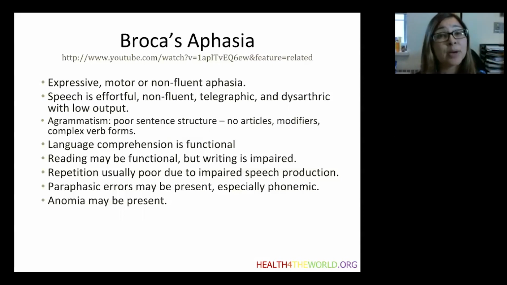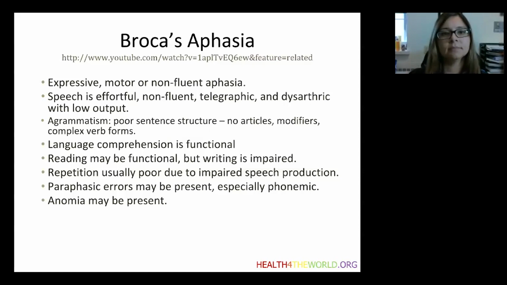Oftentimes, their comprehension or their ability to understand speech is actually intact and functional. Their reading may also be functional, but writing is oftentimes impaired. And repetition is oftentimes poor due to that impaired speech production. Paraphasic errors are also present, especially phonemic errors, and I'll talk a little bit more about what those are in the next couple of slides. Anomia, or difficulty with naming, may also be present.